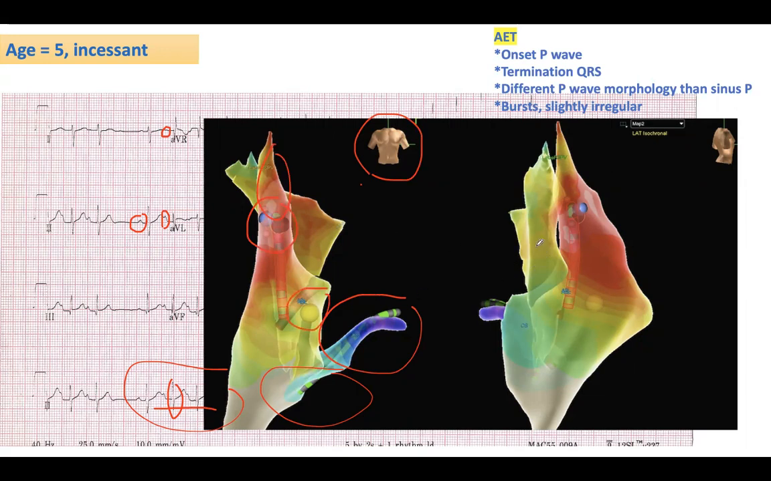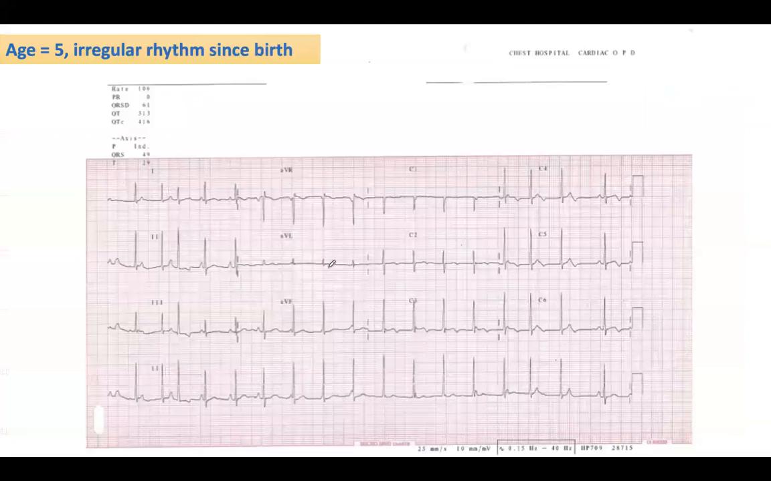So we went to the left side just to make sure it's not coming from the pulmonary veins on the left side. But it was not. So it was indeed in the right atrium, which makes sense because the focus of the tachycardia was very similar to the sinus axis or sinus vector. Okay, so another patient, 5 years old, who has such an irregular rhythm since birth.